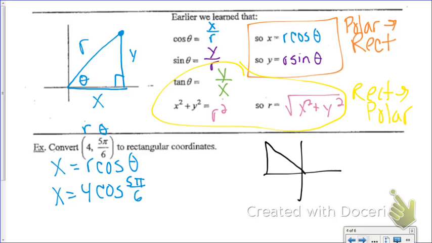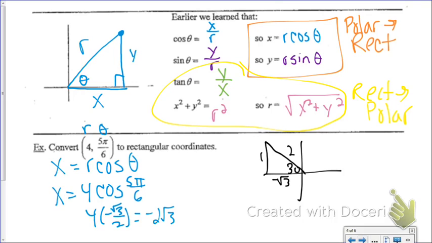So I'm going to draw 5 pi over 6. It's in the second quadrant. The reference angle is 30. That means my adjacent over my hypotenuse is negative root 3 over 2. And when I multiply that together and simplify it, I'll get negative 2 root 3. So that's my x coordinate.